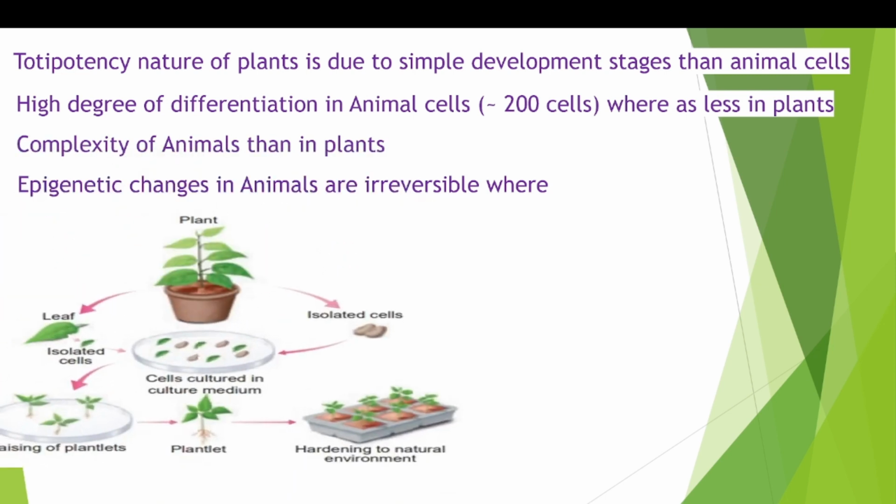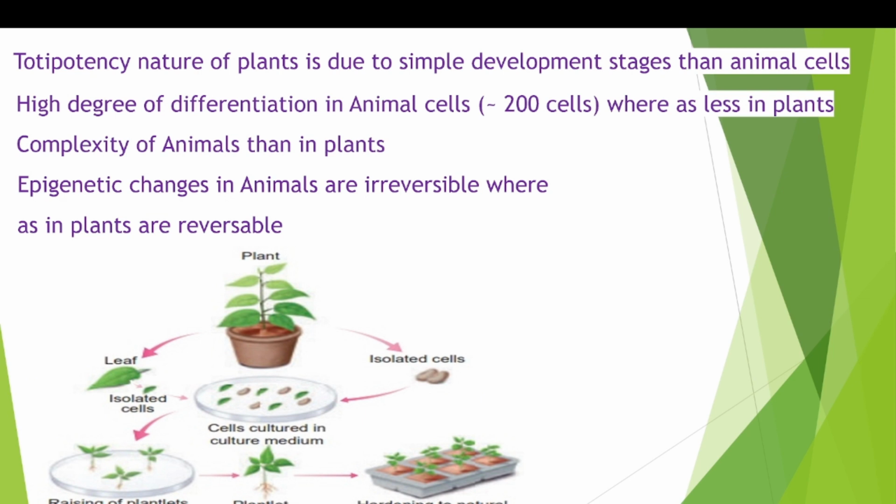Because of this totipotent nature of the plant cell, plant cells are extensively used in plant tissue culture and plant biotechnology applications for the production of different varieties of plants. If you take this plant, and isolate cells from it, for example isolate a leaf and from the leaf isolate cells, then these cells cultured in the culture media can produce plantlets. So within a short period of time, we can generate a large number of plants. This is mainly because of the totipotency nature of the plant.